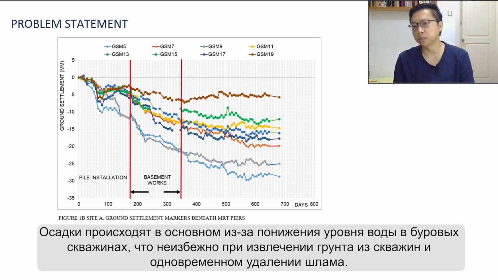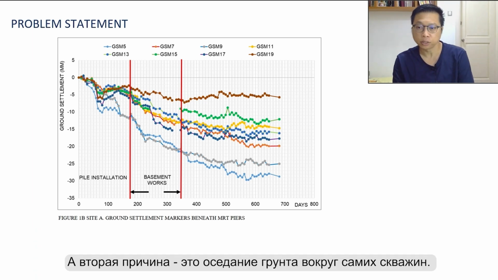The ground settlement is mainly due to water drawdown in the boreholes, which is inevitable when you remove the spoils from the boreholes, and at the same time you also remove the slurry. And the second reason is the convergence of the boreholes itself.